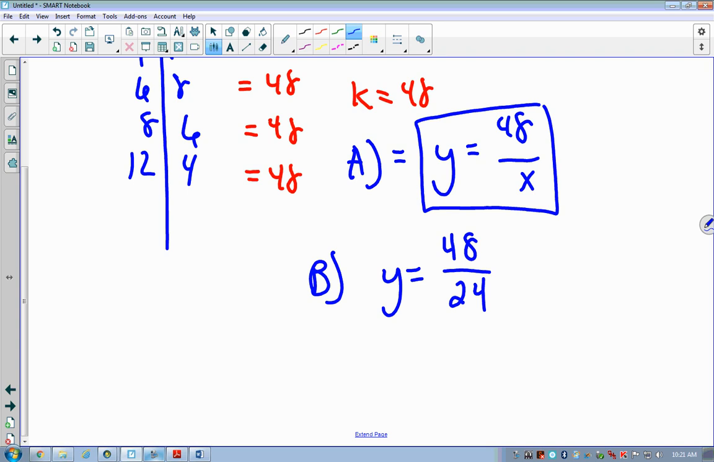I know I've got 24 bears. What's 48 divided by 24? Y equals 2, and y equals number of beehives, so I have 2 beehives. Does that make sense? Hopefully, we understand the process involved there.